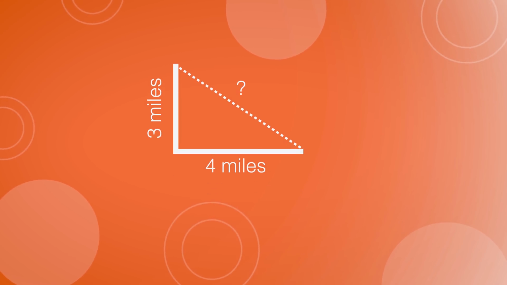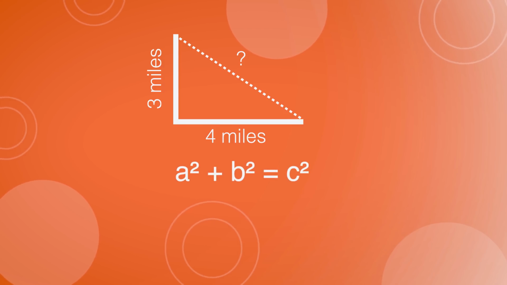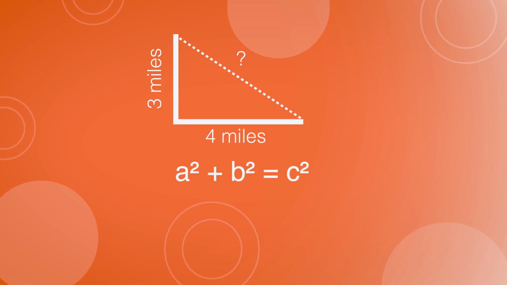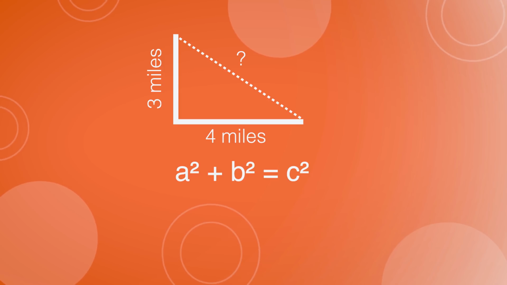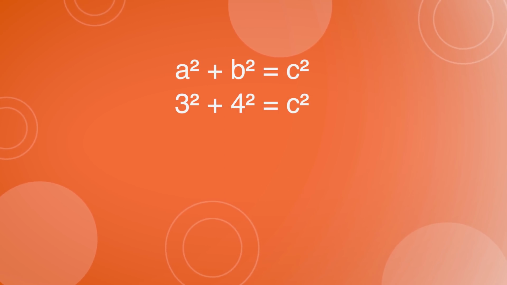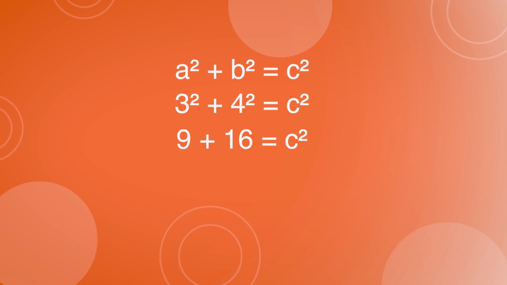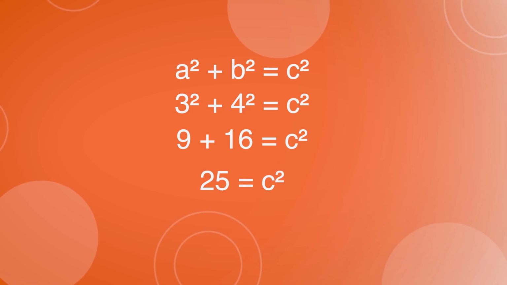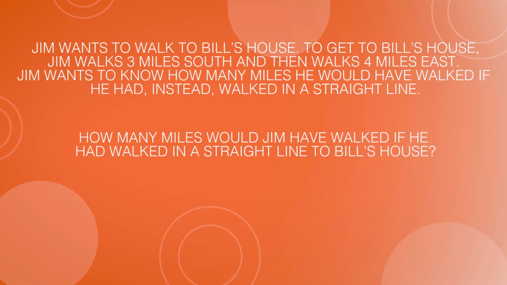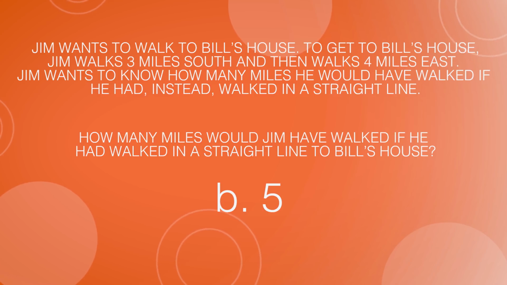That value can be found using the Pythagorean Theorem. The sum of the squares of the legs of a right triangle equals the square of the length of the hypotenuse, or a squared plus b squared equals c squared, where a and b are the legs and c is the hypotenuse. In this case, the known side lengths are legs, so 3 squared plus 4 squared equals c squared. This equation simplifies to 9 plus 16 equals c squared, which itself simplifies to 25 equals c squared. By applying a square root to each side of the equation, the hypotenuse length is seen to be 5. Therefore, if Jim had walked to Bill's house in a straight line, he would have walked 5 miles.